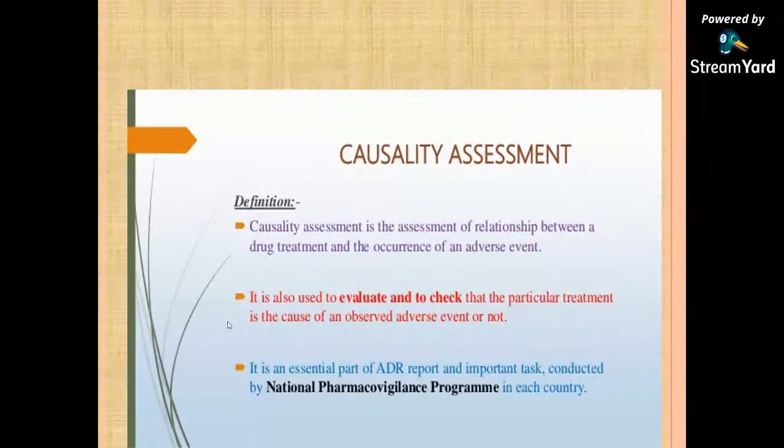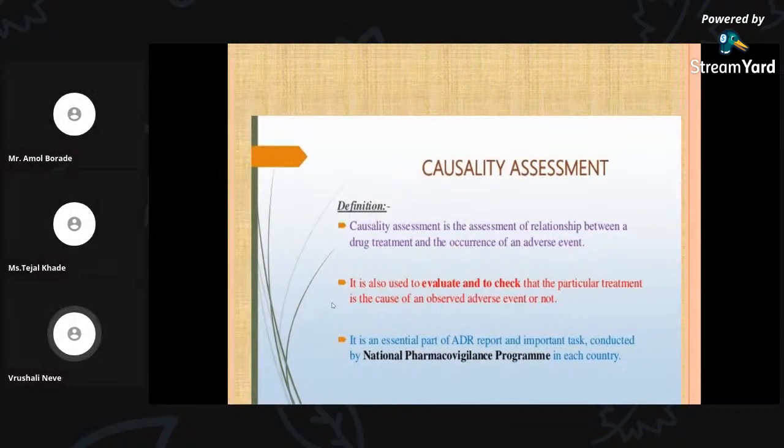Why is it useful? It is useful to know whether a particular treatment causes any adverse event or not, and that is why we have to determine the causality assessment. It is an essential part of the ADR report and an important task conducted by the National Pharmacovigilance Program in each country.